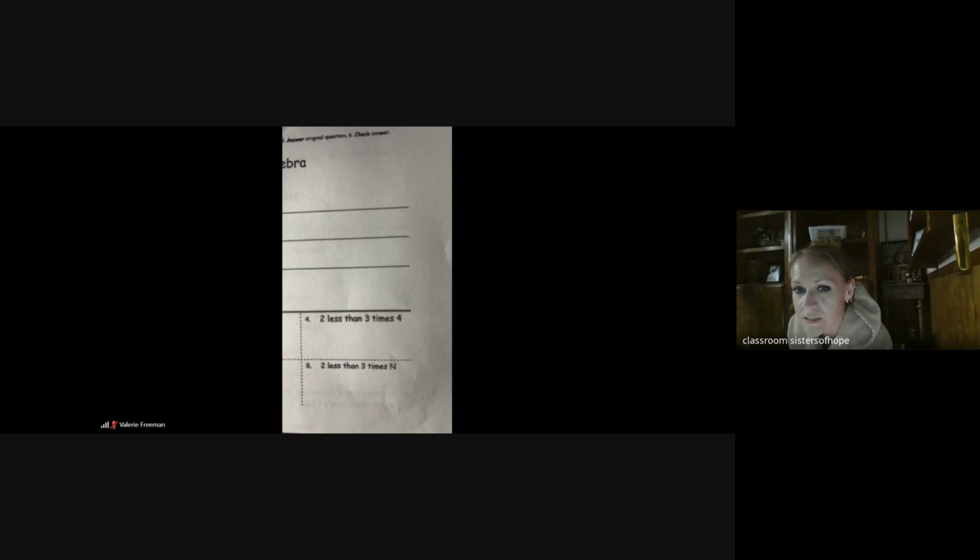There's a word in this equation that lets you know that it's going to be multiplication. Which one of those words has to do with multiplication?